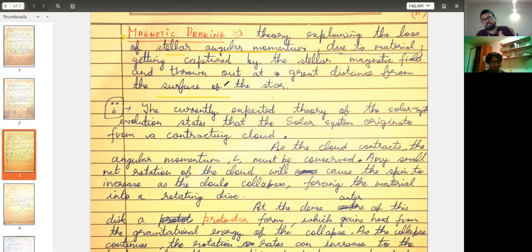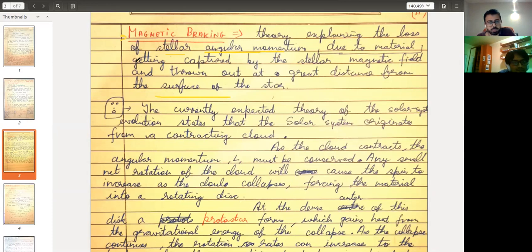So obviously there is a star, there is some magnetic field, and it is attracting some particles towards it. So it attracts the particles, loses angular momentum, and throws away the particles, or let's say gas in this case. So this is magnetic braking.